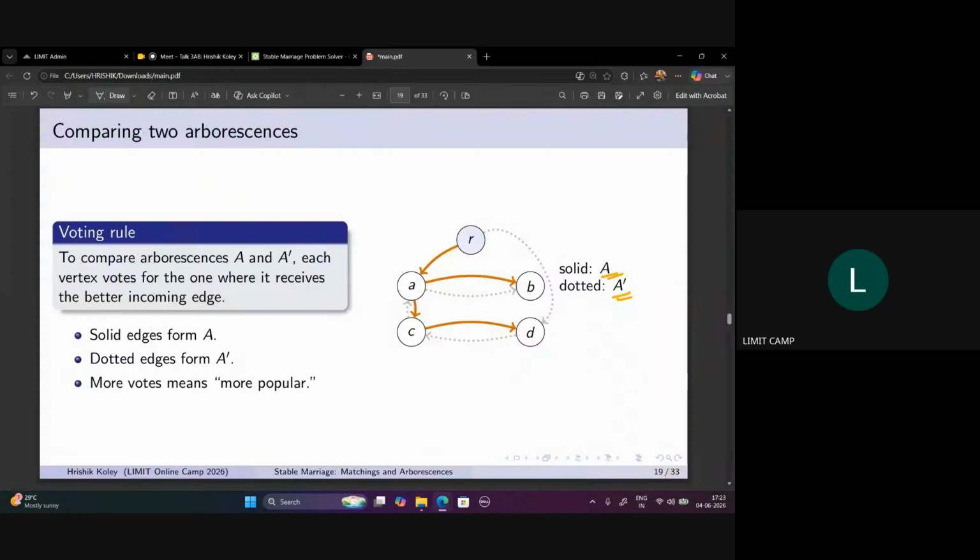So in this case, we have vertices A, B, C, D. In the case of A, the small a got its third preferred edge in the solid arborescence, whereas in A dash it got its second preferred edge. So the vote of A clearly goes to A dash.